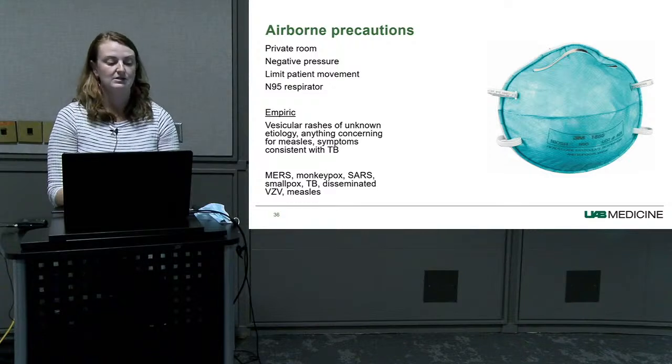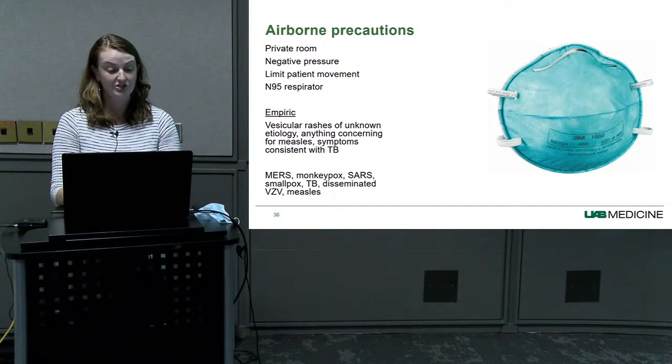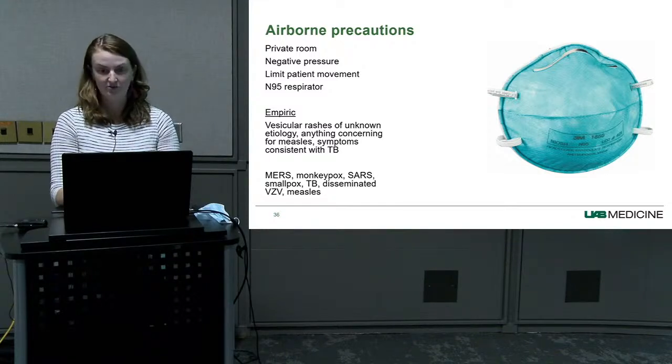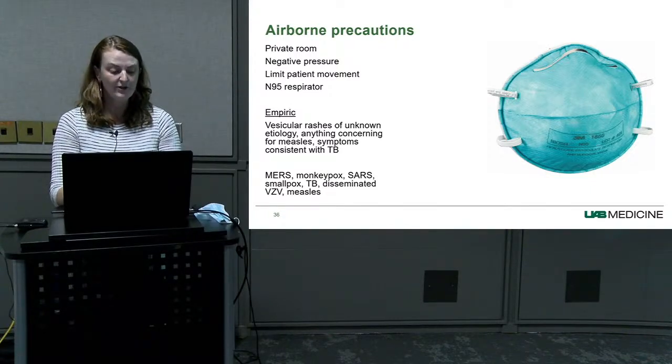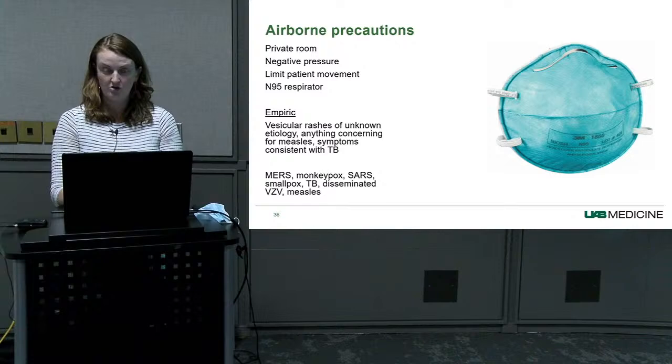The times that I would recommend putting someone on airborne precautions empirically would be anyone who has a vesicular rash of unknown etiology who's coming into the hospital. They should be put on airborne precautions up front. Anything concerning for measles at all, ever, please put them on airborne precautions. And then someone who may have symptoms consistent with TB. Other infections other than TB that need airborne precautions would be disseminated zoster, measles, of course, smallpox, if we ever see that again, hopefully not. MERS and SARS would need to be on airborne precautions, and then monkeypox.